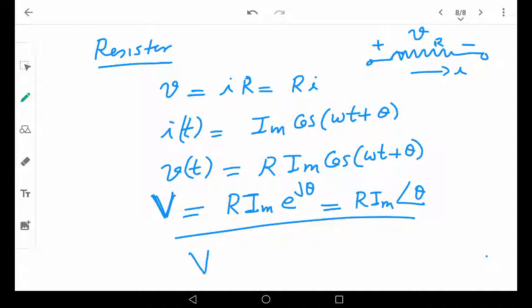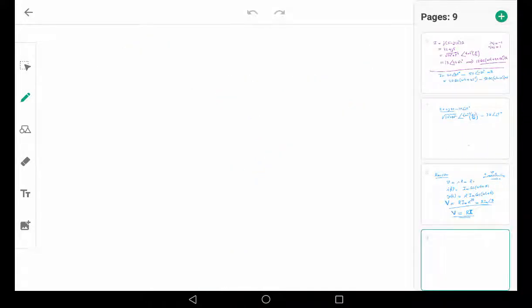So you can always write the phasor for the voltage equal to R times the phasor for the current, right? The phasors are proportional for the voltage and the current in the case of a resistance. Okay, so you can represent it like this.